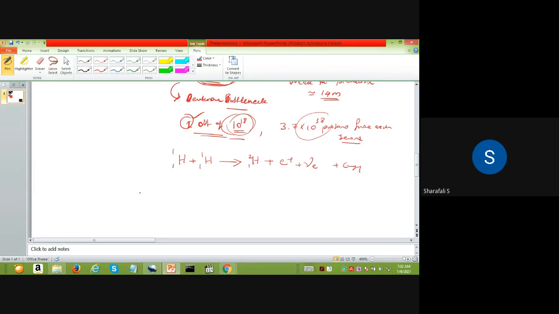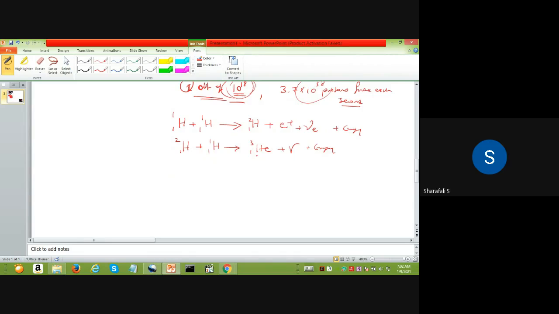Now what will happen to this deuteron? This deuteron again combines with another proton, and that will produce helium-3, and we have some other particle, that is gamma. This is also with some energy. Energy release will be there in each fusion reaction.